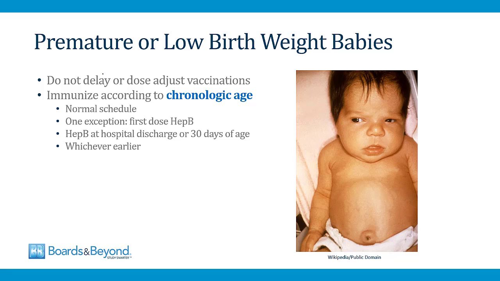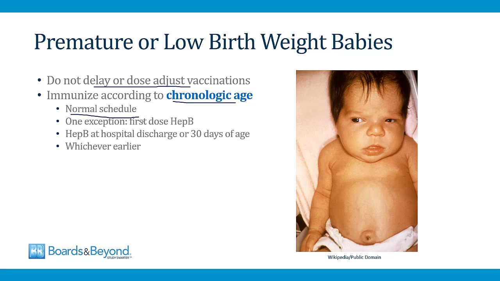I'll finish with one slide on premature or low birth weight babies. You don't need to delay or adjust the doses of vaccination for these babies, so don't get fooled by this on a board exam. If a baby is born 2 months premature, that baby should still receive all vaccines according to the chronological age of the baby, meaning at 0 months, 2 months, or 6 months of age. Premature babies get the normal schedule of vaccinations.